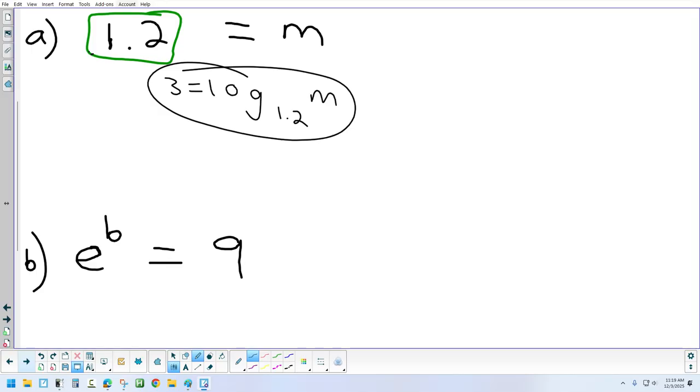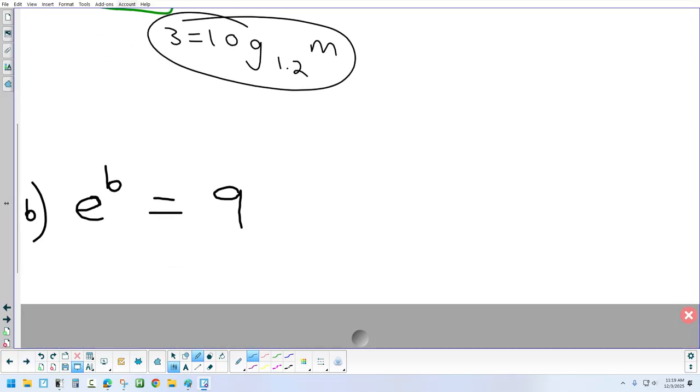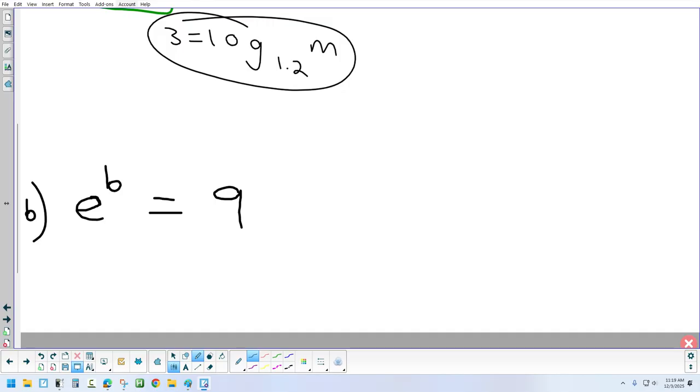Try this one. e to the b equals 9. All right, so first thing that I should write down, log. Yep. What's going to be my base? Base is going to be an e. The logarithm is going to equal what? b. Always equals the exponent. And we need to fill in our argument, which is 9. What was by itself?